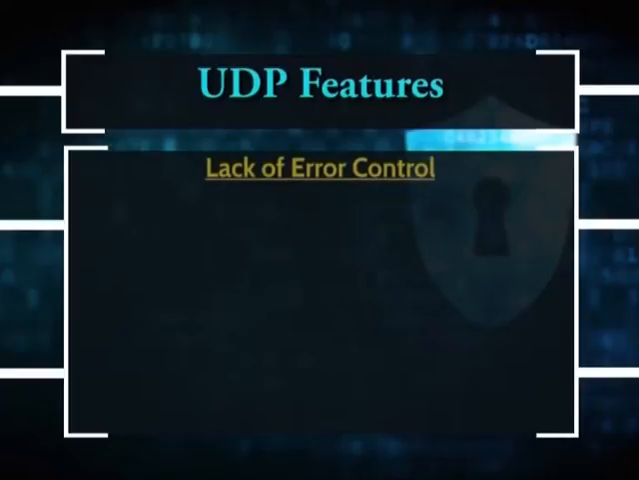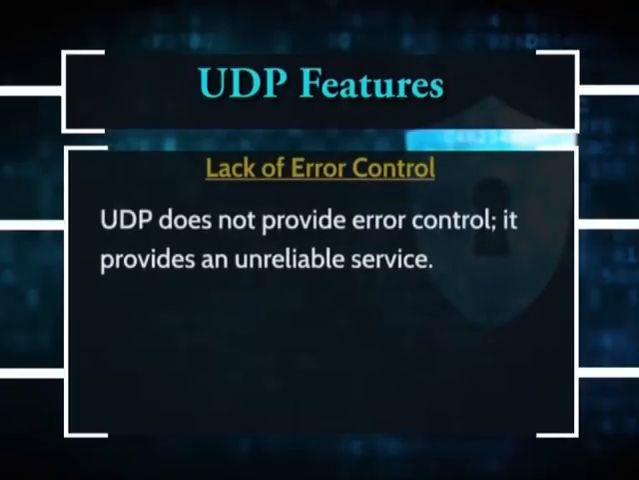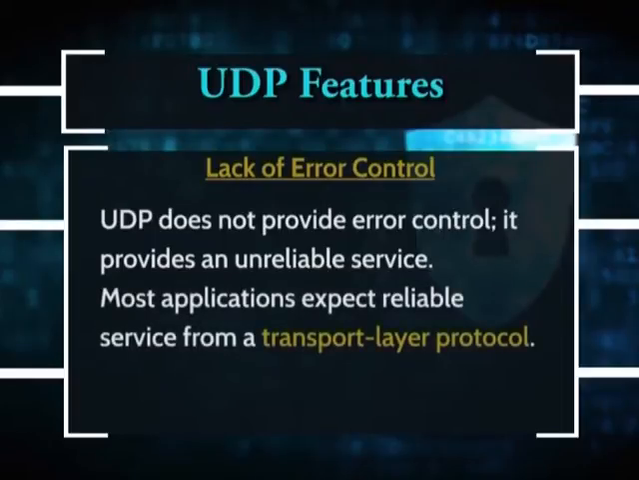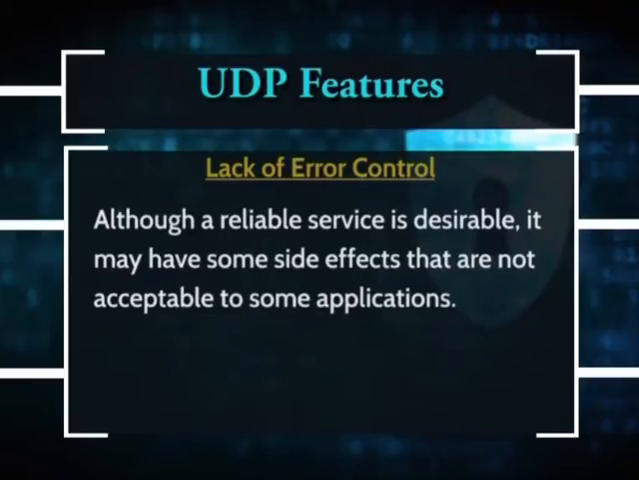Next, lack of error control. UDP does not provide error control. It provides an unreliable service. Most applications accept reliable services from a transport layer protocol. Although a reliable service is desirable, it may have some side effects that are not acceptable to some applications.